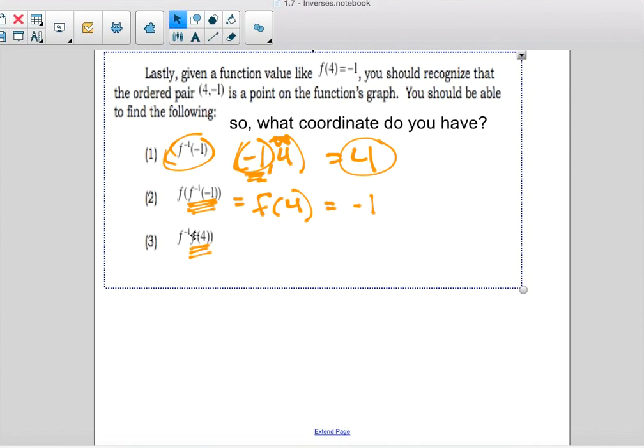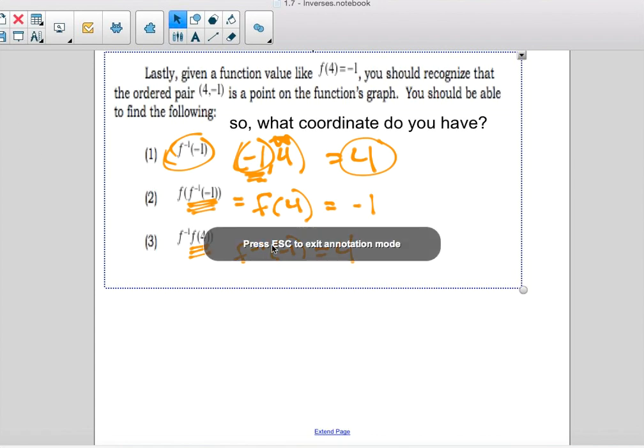So f of 4, same thing as here, that's going to be negative 1. So it's basically f inverse of negative 1, which we've already done that problem up here. That was equal to 4. It's just basically jumping back and forth between these two coordinate points. Those would be the only two numbers that would ever pop up as answers.